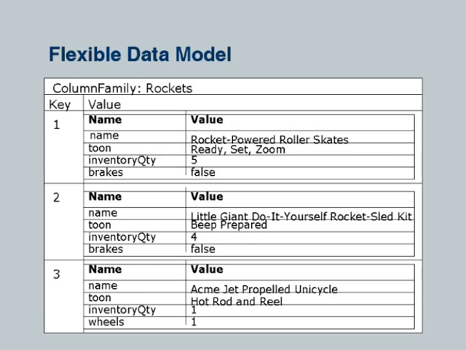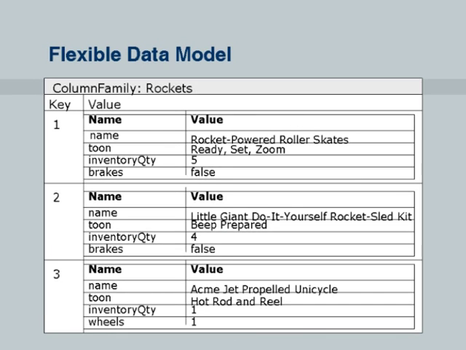Moreover, the columns are broken up into column families. So, the column family in this case is rockets. What it means is a column family associates certain columns with a key. You can have another column family which associates something else. So, you can think of a column family as a relation. Here is a relation called rockets. With the primary key 1, there are 4 attributes, name, tune, inventory quantity and brakes. So, those are the 4 attributes and the values are given.